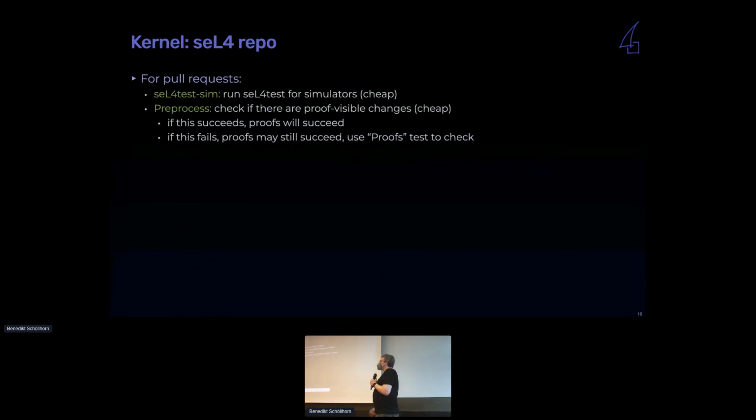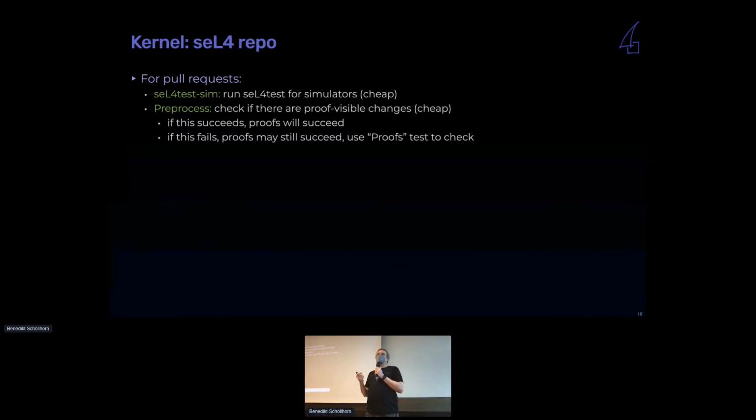All right. So in addition to all of these, on every pull request, you will automatically get seL4 test sim. So this is just seL4 test on the simulators, because that's cheap and can run concurrently in the background. You'll also get this pre-process test. It's basically the same as proofsync, but it runs before you do the change. The idea is if this check succeeds, you can be sure that the proof will succeed.